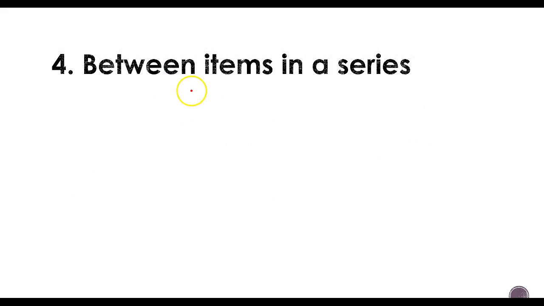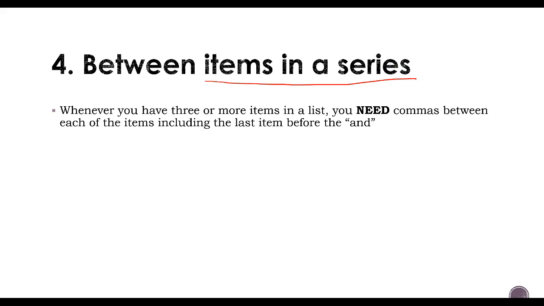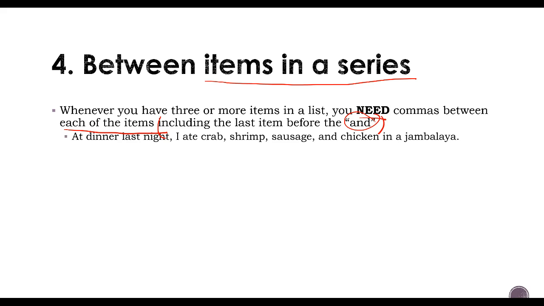4. You need commas between items in a series. So this one's pretty straightforward too, although people often forget the final comma in a series. Whenever you have 3 or more items in a list, you need commas between each of the items, including the last item before the word and. And this is the one that some people often forget. It's actually not our fault because newspapers often don't include this comma so that they can save space on publishing. But in academic writing, you do need the comma before the and.